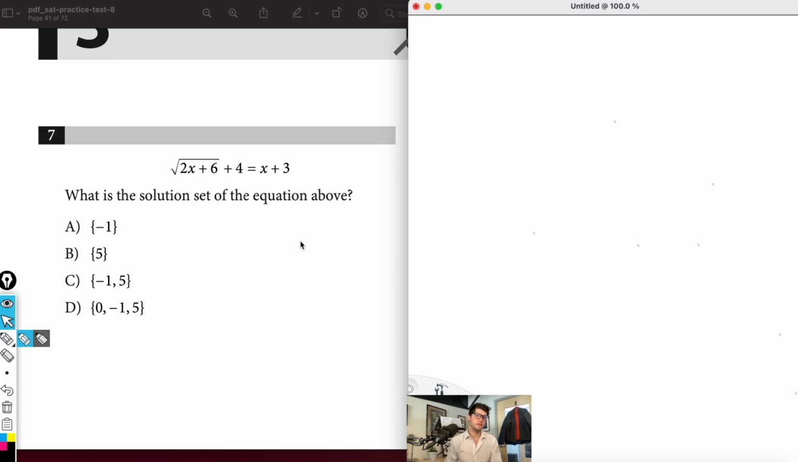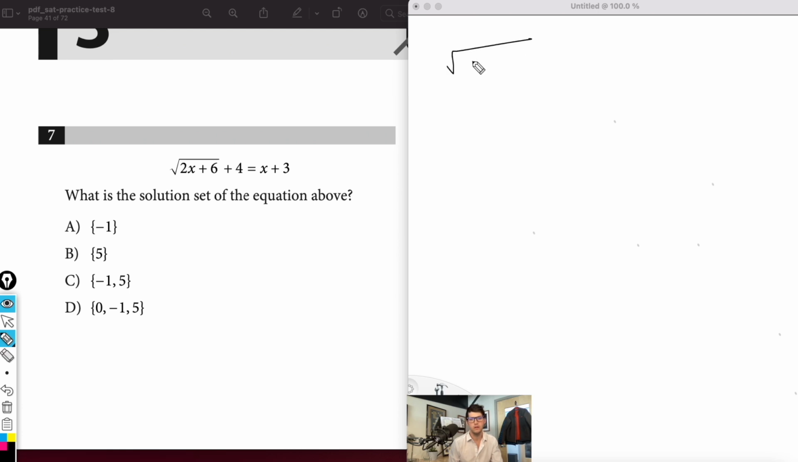Test 8, number 7. So we've seen one of these before, so you can tell this is something that they like to do all the time. Look, the values are -1 and 5. There's also a 0 in there. You might as well just use them. Just plug them in.